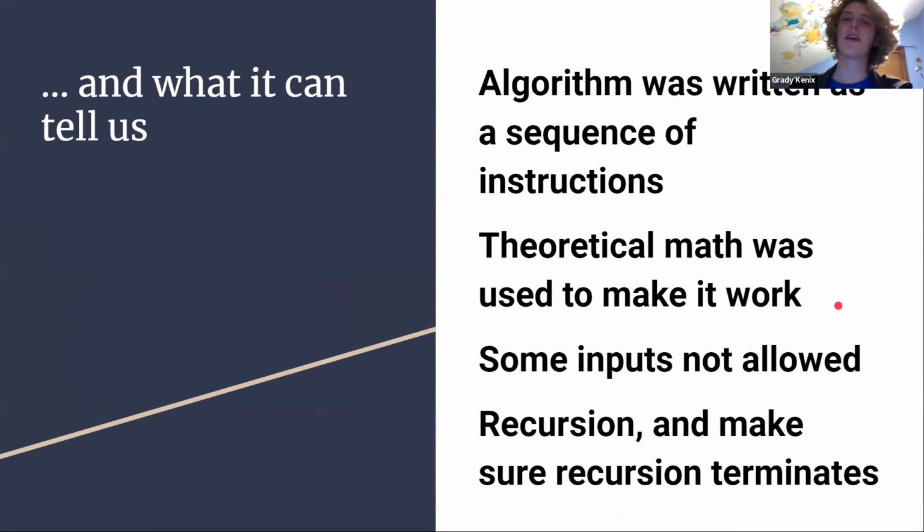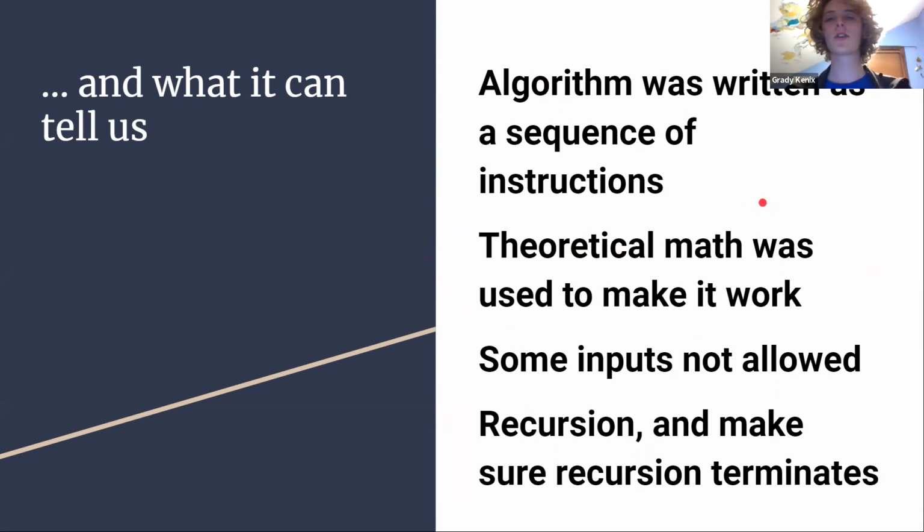In the same way that you don't need to understand how the engine works to drive a car, you don't need to understand the theoretical math to run an algorithm or even to write your own algorithm. So the algorithm was written as a sequence of instructions. Theoretical math was used to make it work. A couple inputs were not allowed.